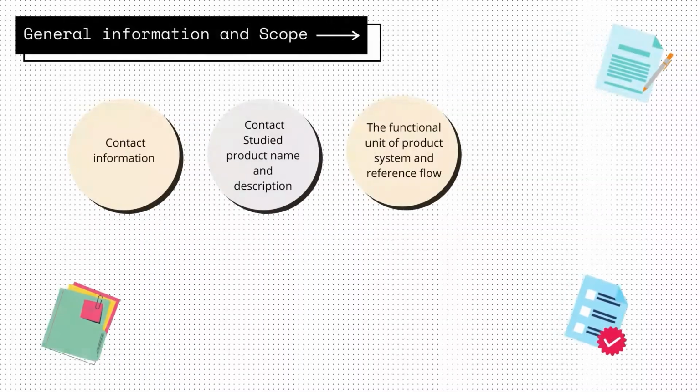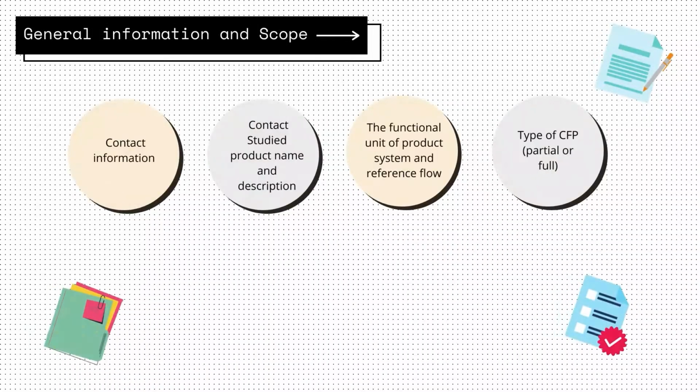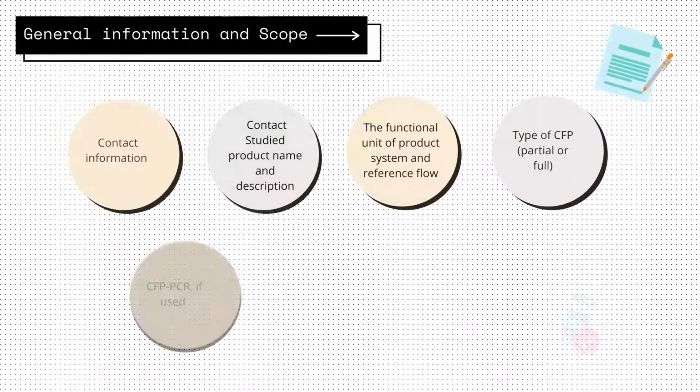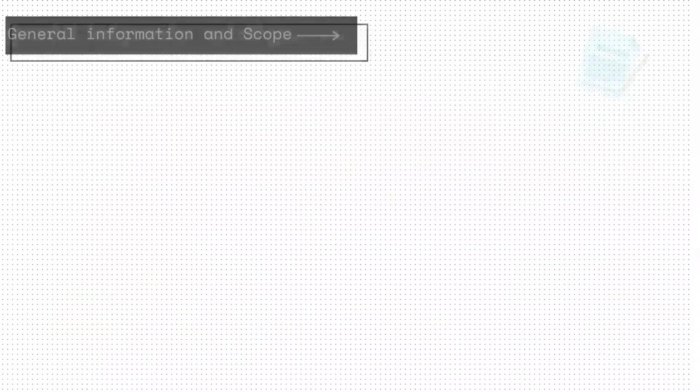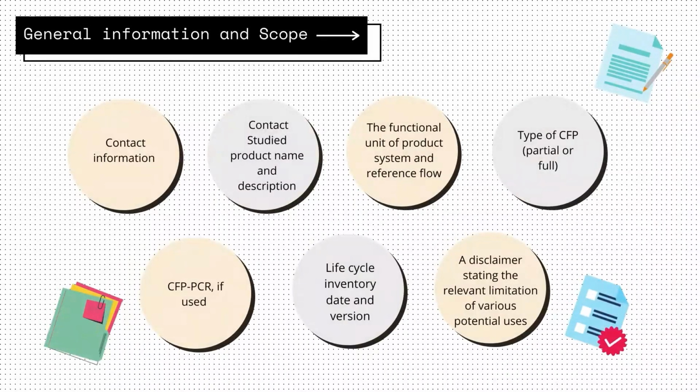3, the functional unit of the product system and reference flow. 4, type of CFP, either partial or full. 5, CFP-PCR, if used. 6, life cycle inventory date and version. 7, a disclaimer stating the relevant limitations of various potential uses.